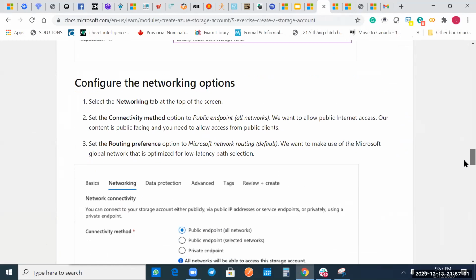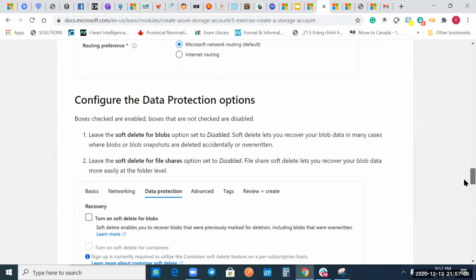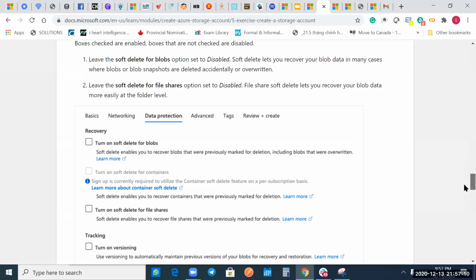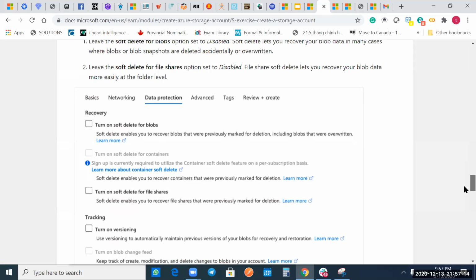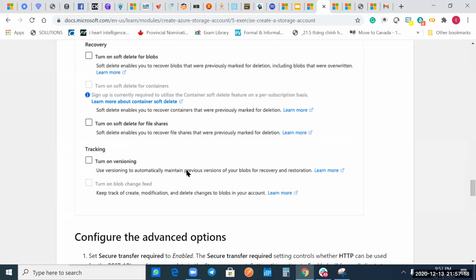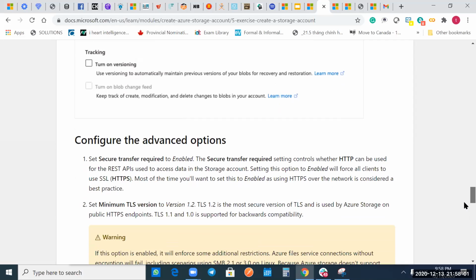Then network and routing, and data protection, such as whether to enable soft delete, delete file shares, or turn on versioning. And remember, turning on versioning means additional cost for you. For example, if today there is one version and tomorrow you upload the same file, the old version is still kept there, and it will incur cost over time. So please be very careful when you turn on versioning, and always have a plan for how to delete the old versions you no longer use, or else your charge for storing in the cloud will be huge.